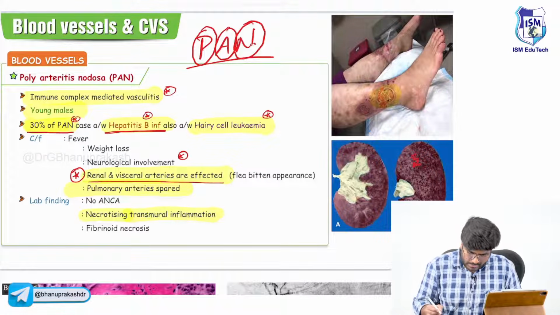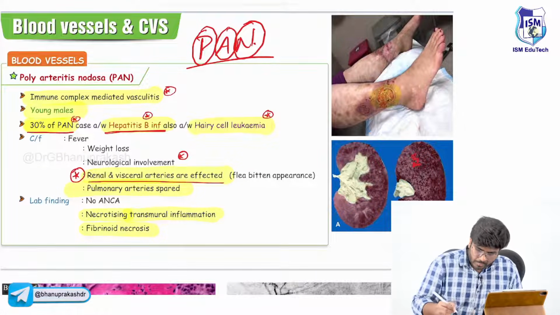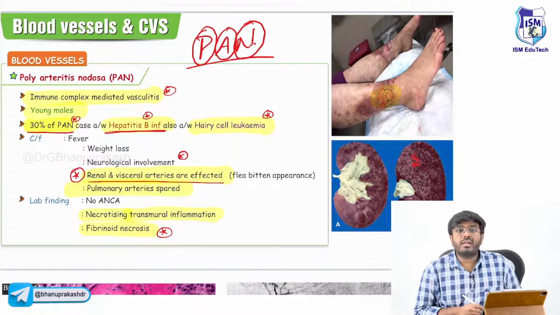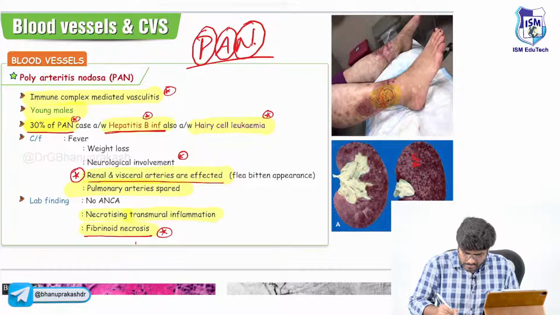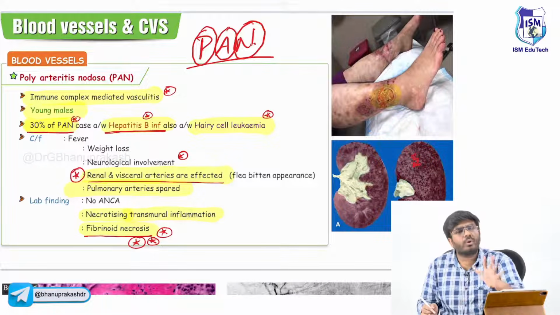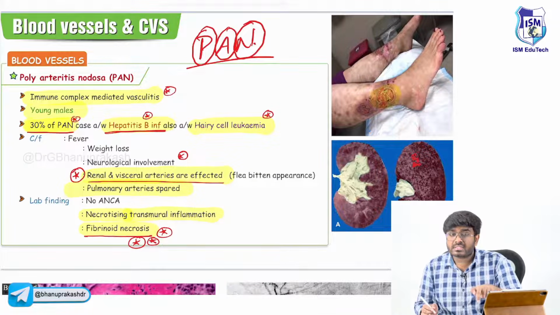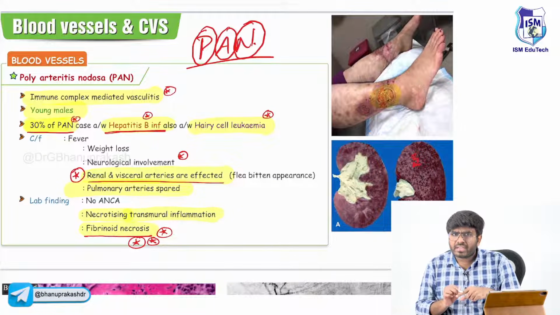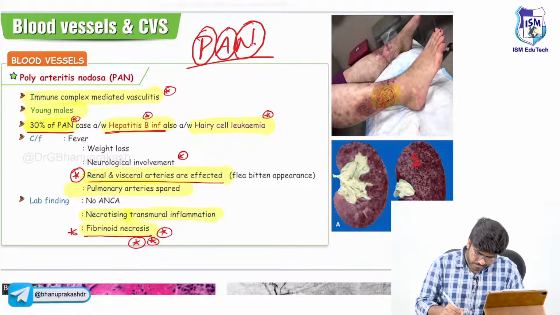Even in the cell injury topic, I have explained this. In polyarteritis nodosa, there is fibrinoid necrosis. The blood vessels are dying, necrotizing. Which type of necrosis? Coagulative, liquefactive, caseous? Fibrinoid necrosis. Never ever forget this MCQ.